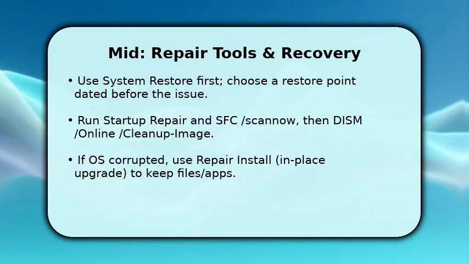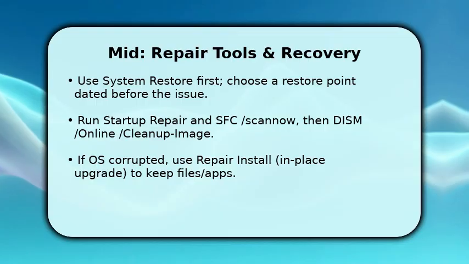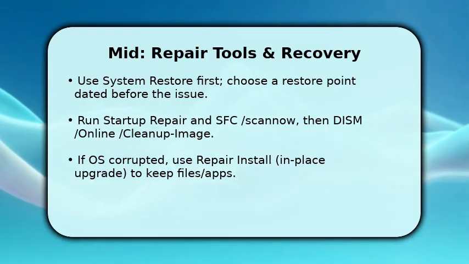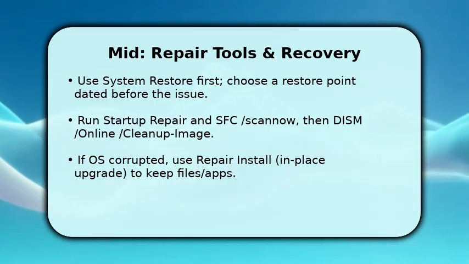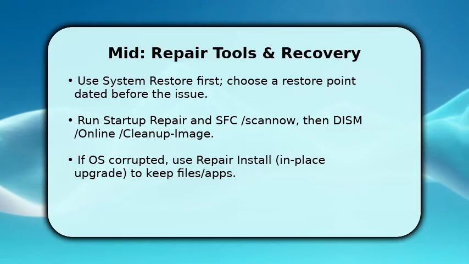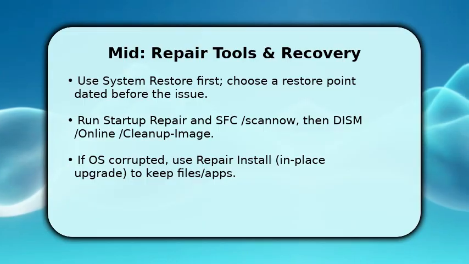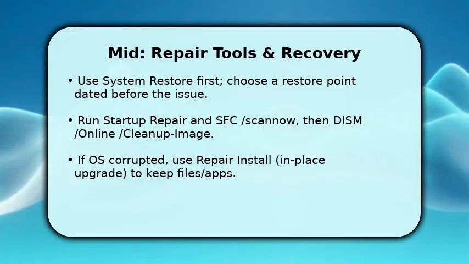If that fails, run Startup Repair, then open an elevated command prompt and run sfc /scannow to repair system files, followed by DISM to fix image corruption. If system files remain damaged, perform a repair install, an in-place upgrade, using the Windows installer. This reinstalls Windows but preserves your files and most apps.